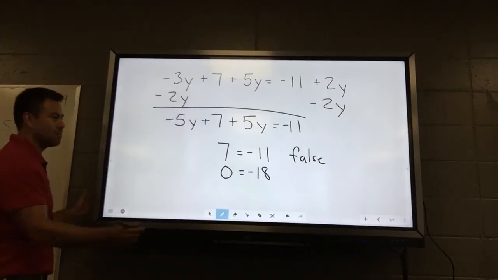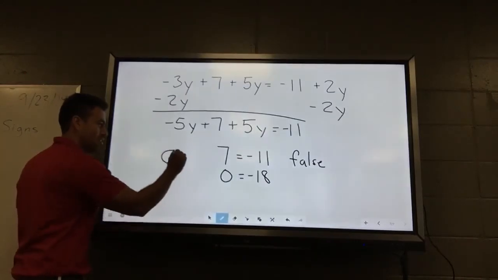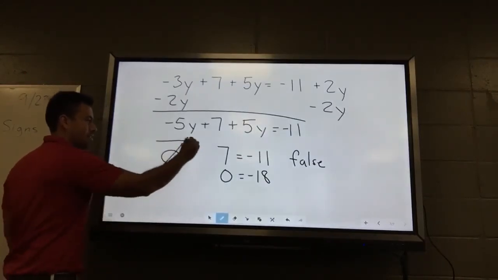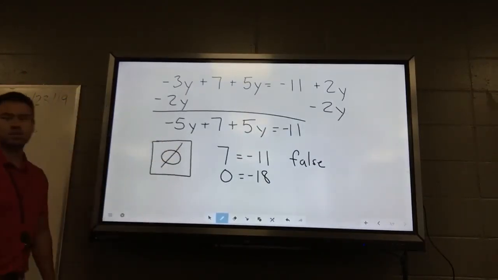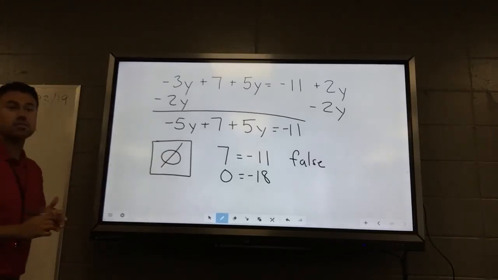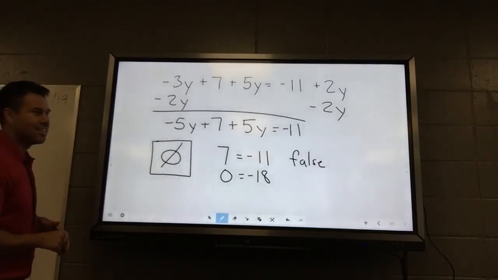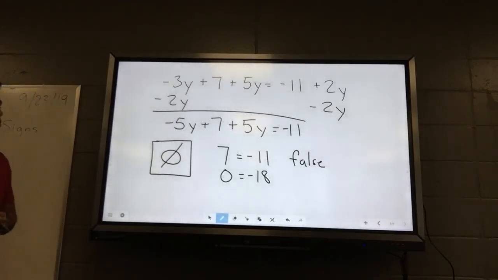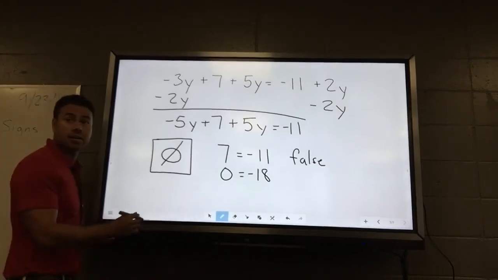It's my favorite symbol. One of my favorite symbols. No solution. There's nothing that goes in that. Is that the same thing? No solution. Sorry, I put no real solution. Put no solution, because I think imaginary numbers may work. I don't know. Actually, I can't say that.